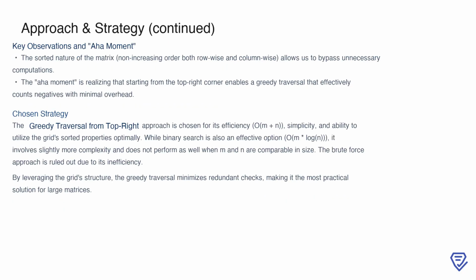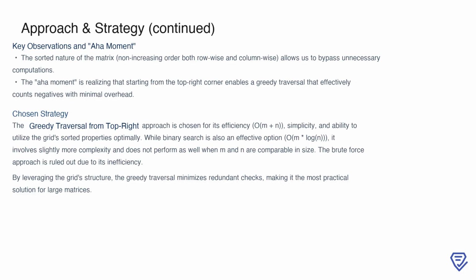The key insight for solving this problem efficiently lies in recognizing the sorted structure of the matrix, specifically, that it is sorted in non-increasing order both row-wise and column-wise. This allows us to bypass unnecessary computations by strategically navigating the matrix. The aha moment here is realizing that starting from the top right corner enables a greedy traversal that minimizes redundant checks while counting negatives effectively.